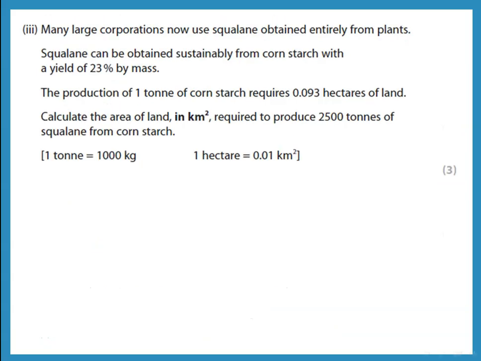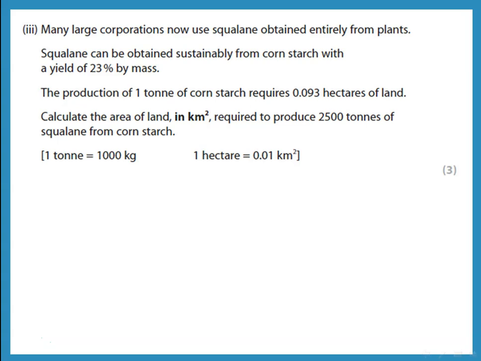Many large corporations now use squalane obtained entirely from plants. Squalane can be obtained from cornstarch with a yield of 23% by mass. So that means if I have a certain amount of cornstarch, I will get only 23% by mass of squalene. The production of 1 ton of cornstarch requires 0.093 hectares of land, and he gives me at the bottom what this hectare means. It means 0.01 kilometer square.